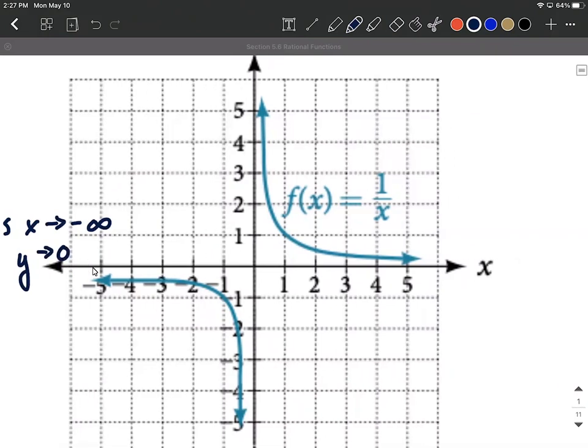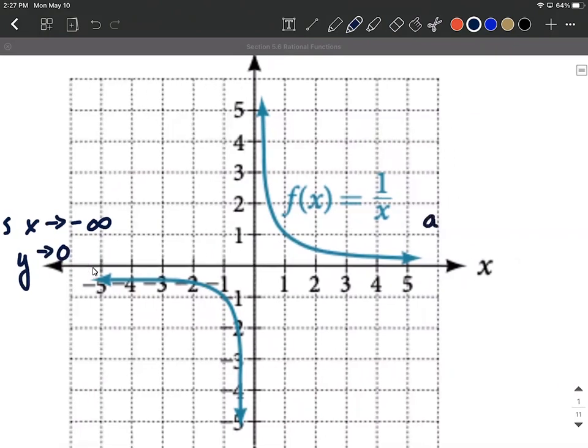We could say the same thing is going on at the right-hand side. As our x values approach positive infinity, as we go way off to the right-hand side for x values, our y values, again, approach 0, or the x-axis. Okay, so that takes care of our end behavior, or long-run behavior, and a horizontal asymptote.